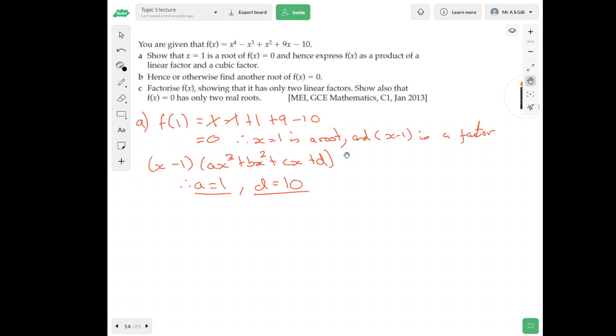So I'll give you some time just to... B and C are not as straightforward this time, but the principles are still the same. So collect your coefficients and common terms and equate them.